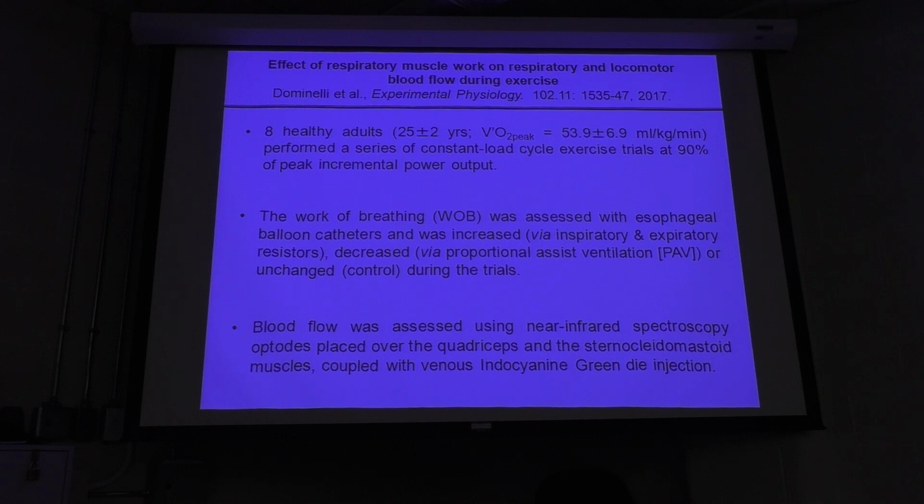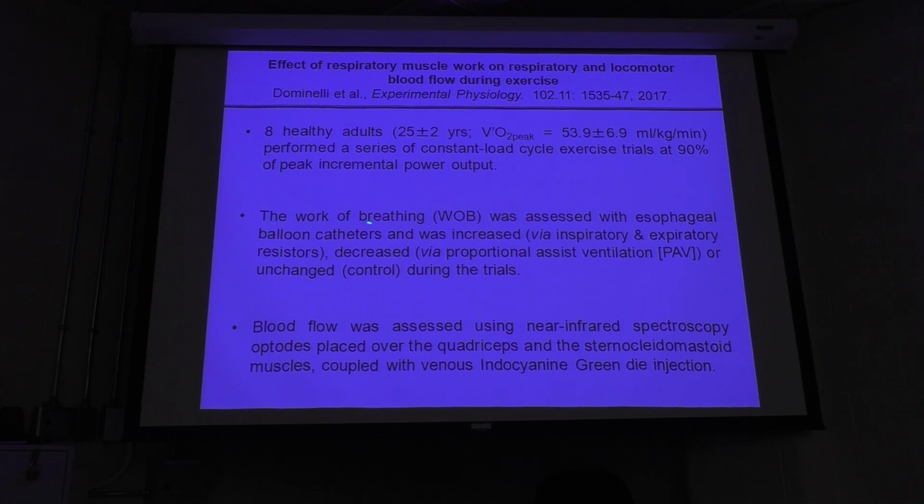So here's a study building on that work from Craig Harms and Jerry Dempsey. And again, Bill Sheel trained with Jerry Dempsey, so you see that it's all a couple of degrees of separation between the master. But 8 healthy adults, 25 years, VO2 again about 55 mL per kg. Constant load cycle exercise at 90% of peak incremental power output. You see a similar theme here.